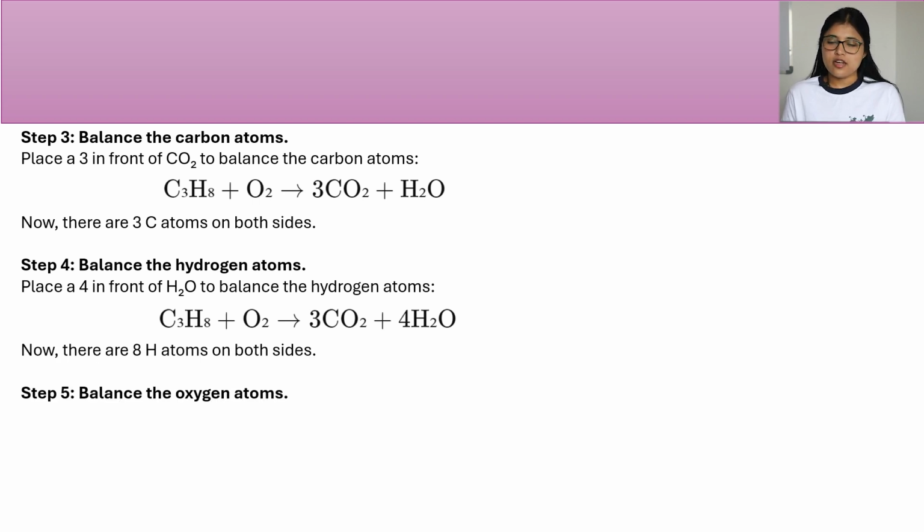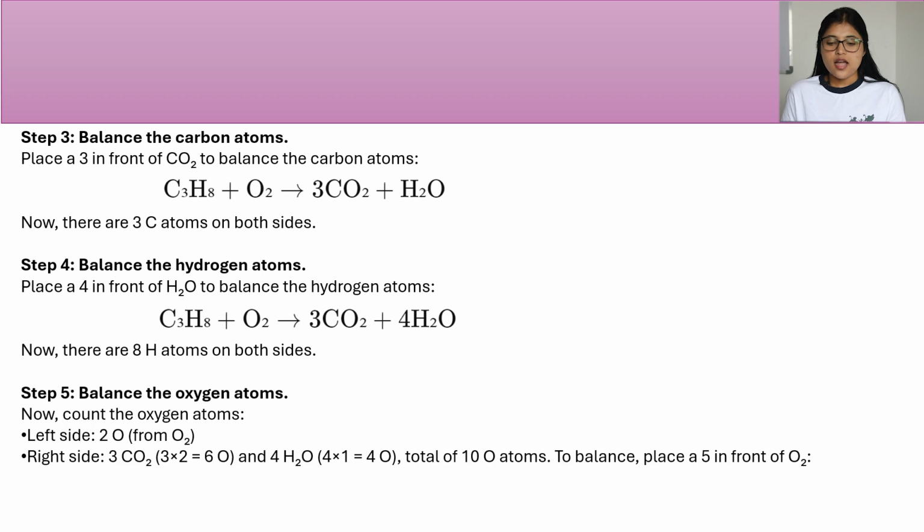Step 5 is to balance the oxygen atoms. Here I have 2 oxygen atoms on the left hand side from O2, but on the right hand side I have 6 oxygen atoms from CO2 and 4 oxygen atoms from H2O, total of 10. So in order to balance, I need to put a 5 in front of O2. So the balanced equation looks like this. C3H8 plus 5O2 gives 3CO2 plus 4H2O.